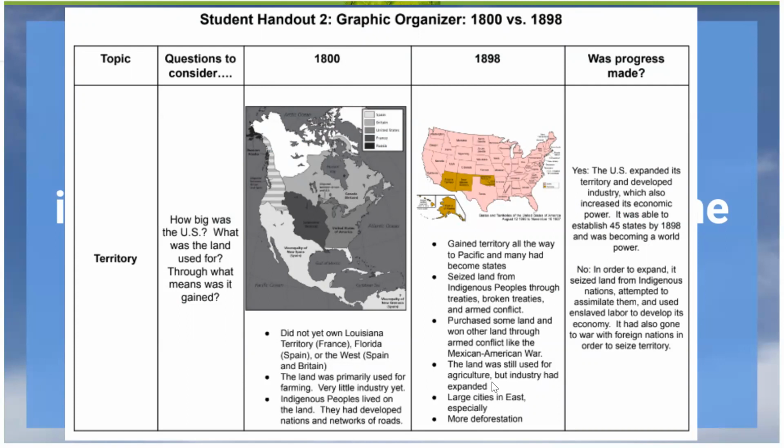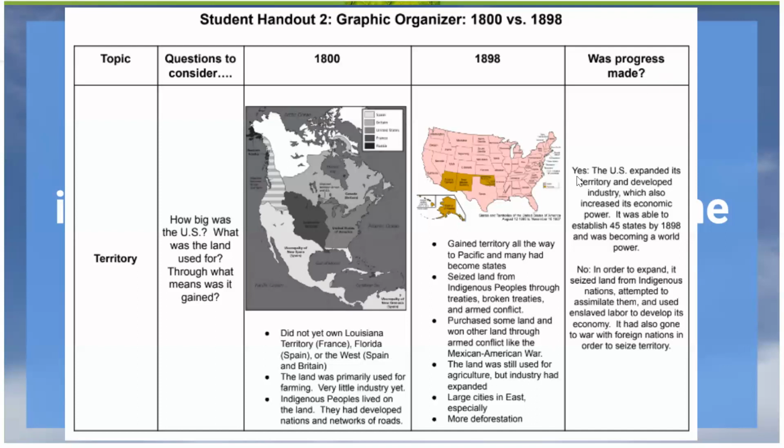You can encourage students as they work through this graphic organizer to really fill in whatever they think is going to be most helpful. That could be sketches, that could be maps, that could be bullet points. If students are creating this digitally, they can absolutely copy over other maps and digital artifacts. And then at the end, of course, students are taking a look at whether progress was made. This is a chance for students to make their own assessment.